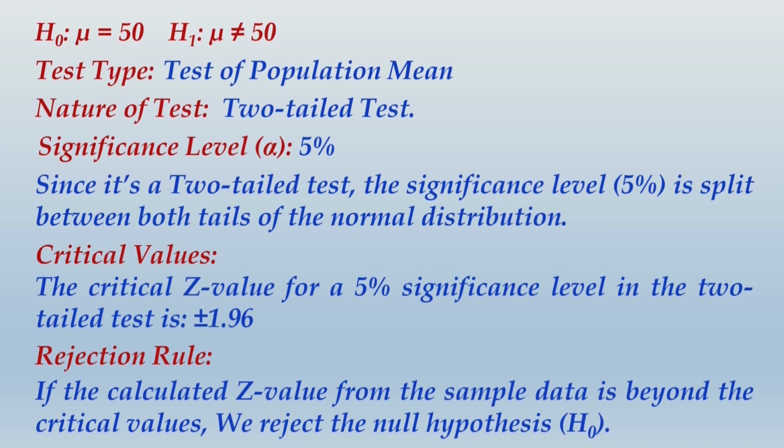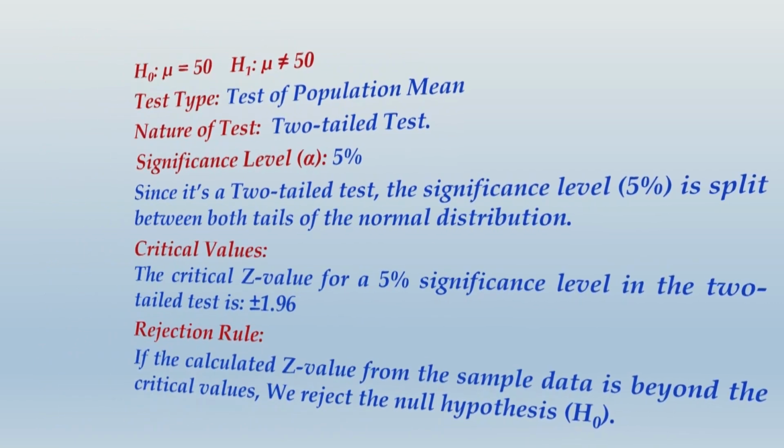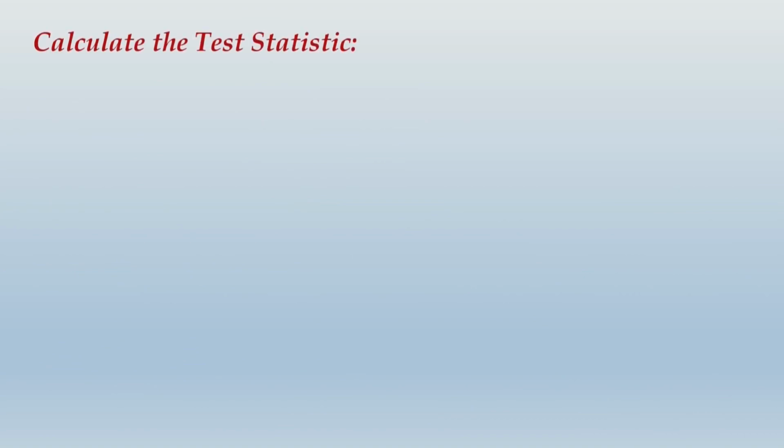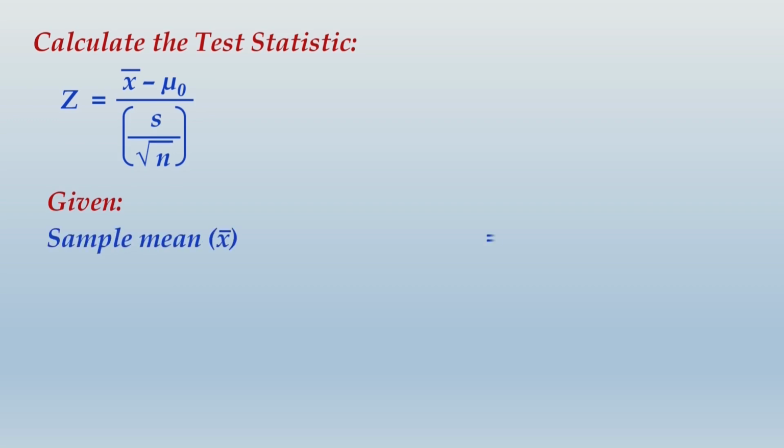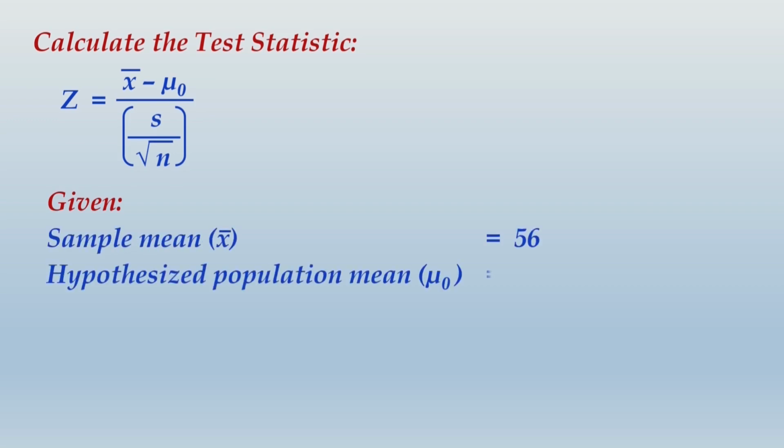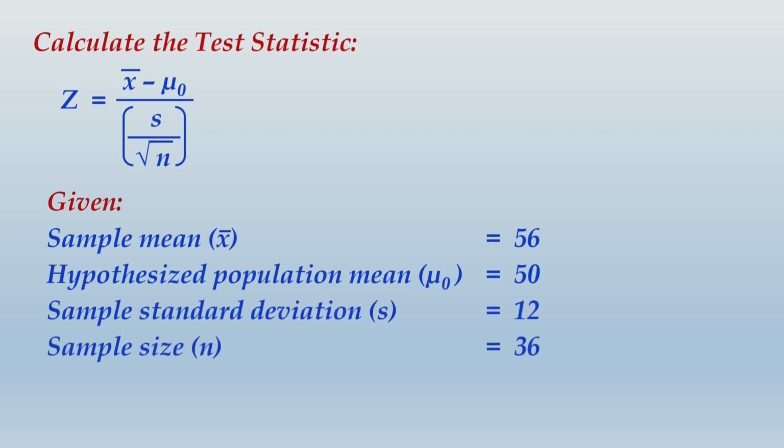Alright friends, once you have completed writing this much, let us move ahead and continue further. Calculate the test statistic. So same formula for Z, you will apply X bar minus mu 0 divided by standard error. Define all the variables along with their given values in the question. And once you define these values, you can substitute all these values in your calculation.